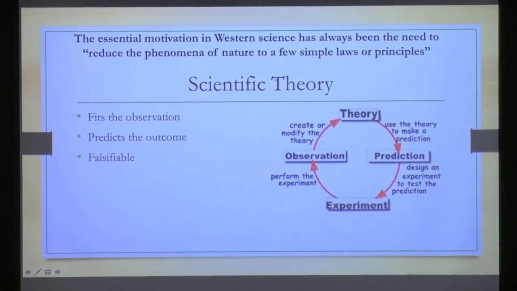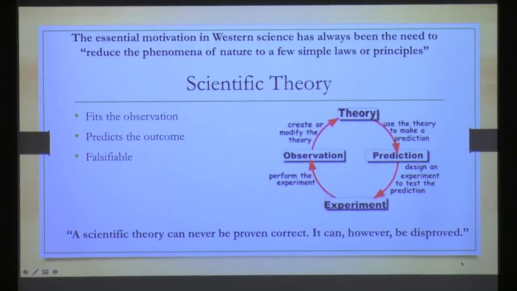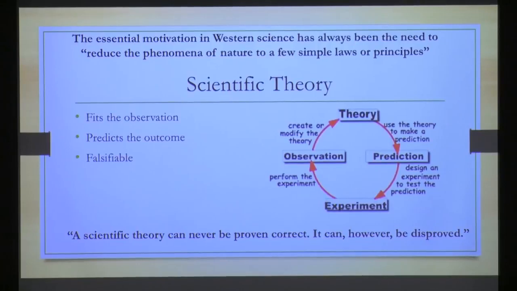So the most important thing about a theory is that it has to be falsifiable. Falsifiable means that if I have a prediction, I should be able to construct an experiment that will prove it either right or wrong. I can sit here and tell you there are angels in the world. I cannot have any experiment to prove it or disprove it. A scientific theory is based on falsifiable experiments. So a scientific theory can never be proven correct. It can, however, be disproved. A scientific theory is correct until it is proven wrong.